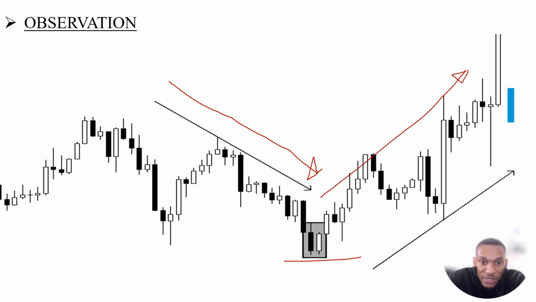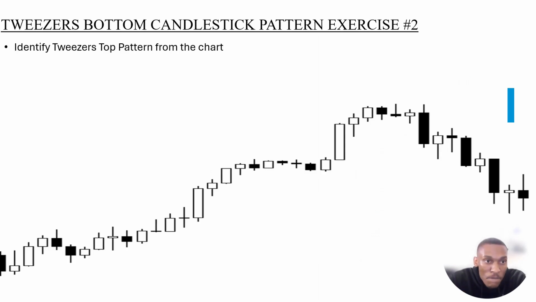Good observation. What can you do with this information? You can enter a buy here and make profit all the way upward. This is just to do with technical analysis. And then let's do exercise number 2.